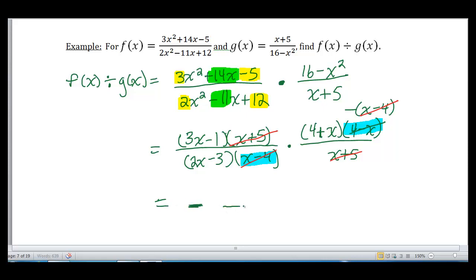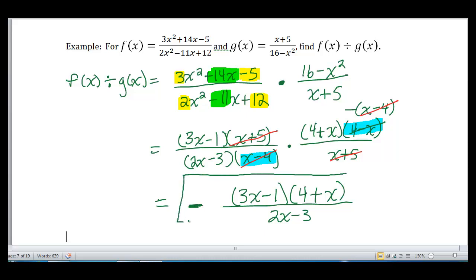And so I'm going to be left with, after I multiply, I can bring that negative to the outside of this rational expression. And if I multiply across, I get a 3x minus 1 times a 4 plus x. Again, if you're more comfortable with writing that x first, you can, because this is addition. And my denominator is just going to be a 2x minus 3. And this would be our solution here. Completely simplified. Okay, one fraction completely simplified.